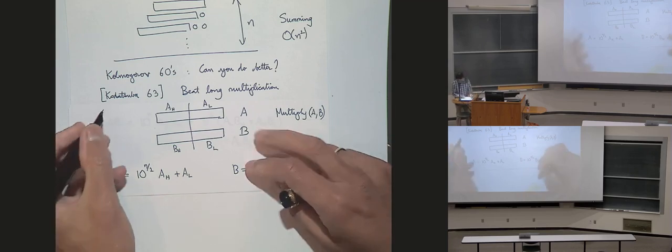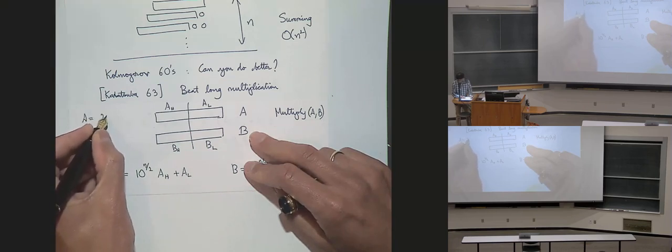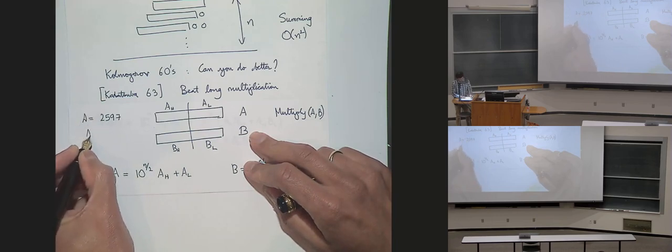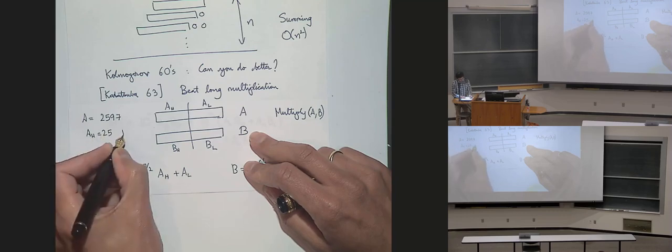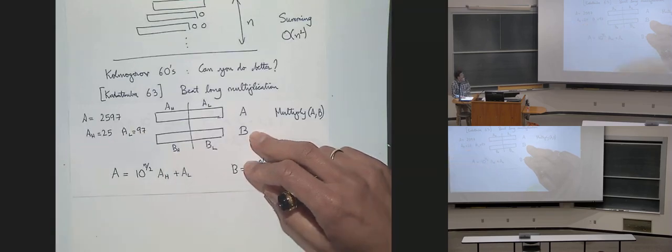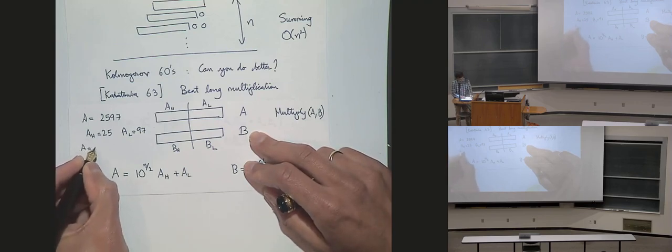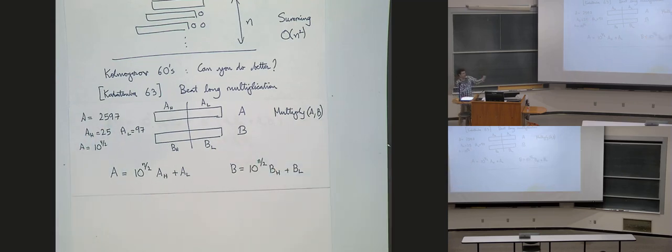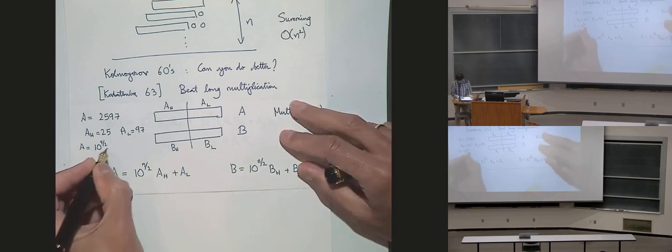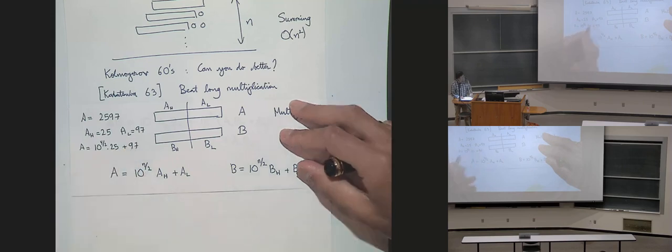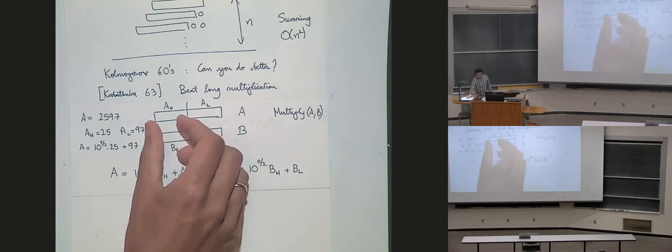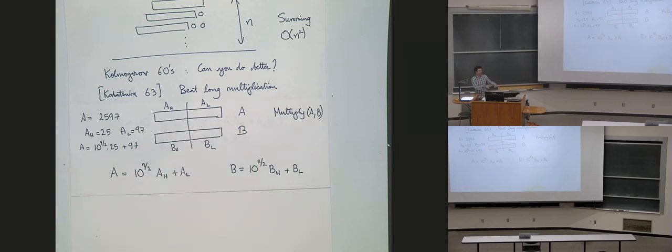I mean, okay, so maybe I should just write an example. So suppose A was 2597. Then all I'm saying is that A high is equal to 25 and A low is equal to 97. And then I'm just saying that A is really 10 to the 4 over 2 because it's 4 digits, right? So it's 10 squared times 25 plus 97. Does that clear it up? Okay, so sorry. So it's just saying that you're taking the top half, you're shifting it, and then you're adding the next thing, right?